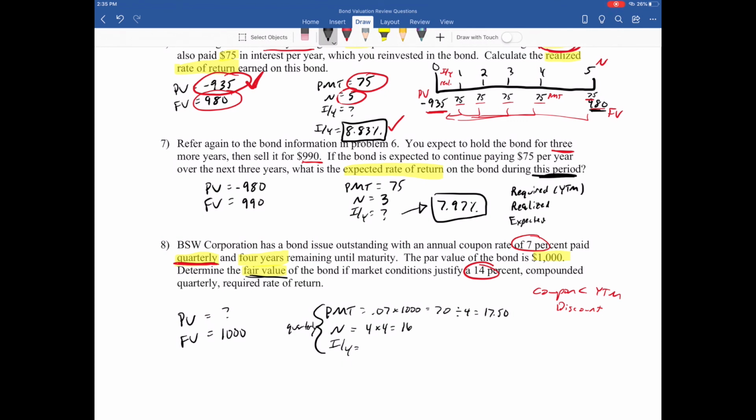And my IY is my quarterly interest rate. So 14% is an annual rate. I need to divide that by 4 to put in the quarterly rate, and I get 3.5 as my quarterly discount rate. When I solve for the present value, as we mentioned previously, we do expect a discount bond, a bond selling for less than $1,000, and I do indeed get $788.35 as the current price of this bond based on these conditions. Once again, negative, just showcasing that would be a cash outflow if I were buying the bond. The price is still a $788.35 bond.